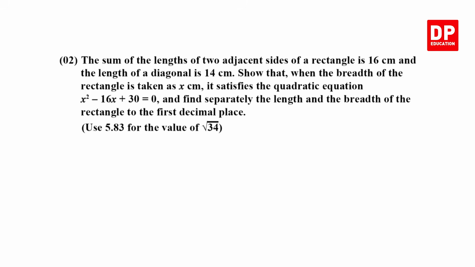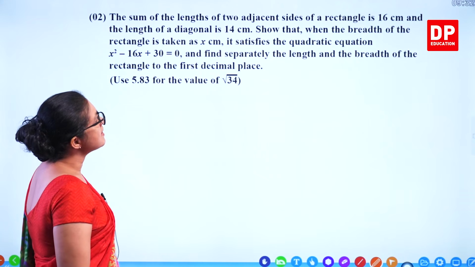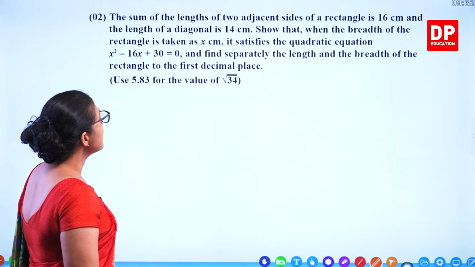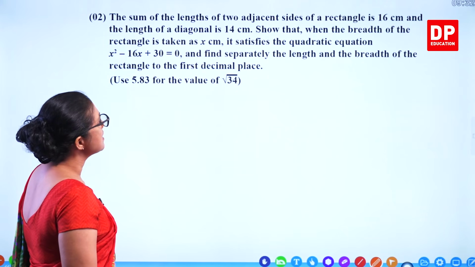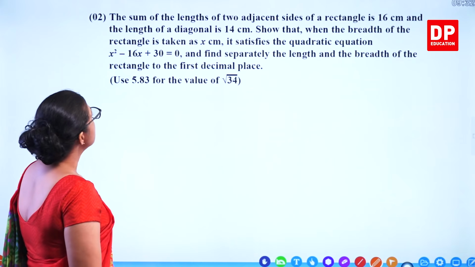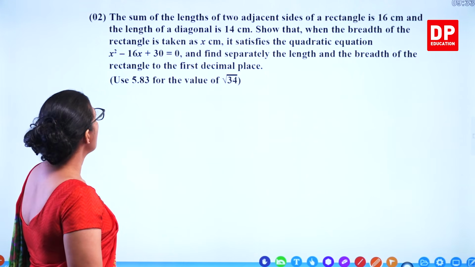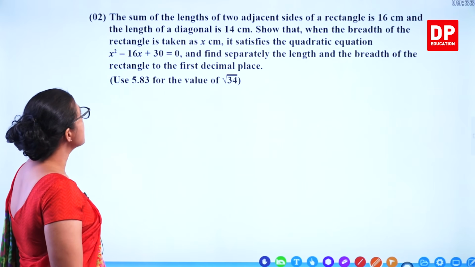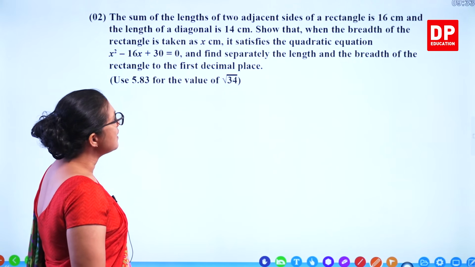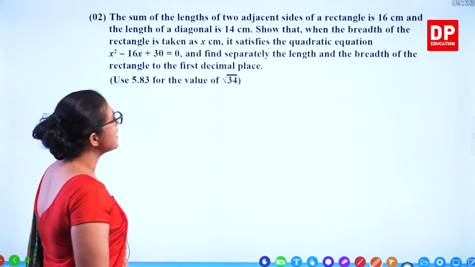Now we'll look at question number 2. The sum of the lengths of 2 adjacent sides of a rectangle is 16 and the length of a diagonal is 14 centimeters. Show that when the breadth of the rectangle is taken as x, it satisfies the quadratic equation x squared minus 16x plus 30 equals 0, and find separately the length and the breadth of the rectangle to the first decimal place.